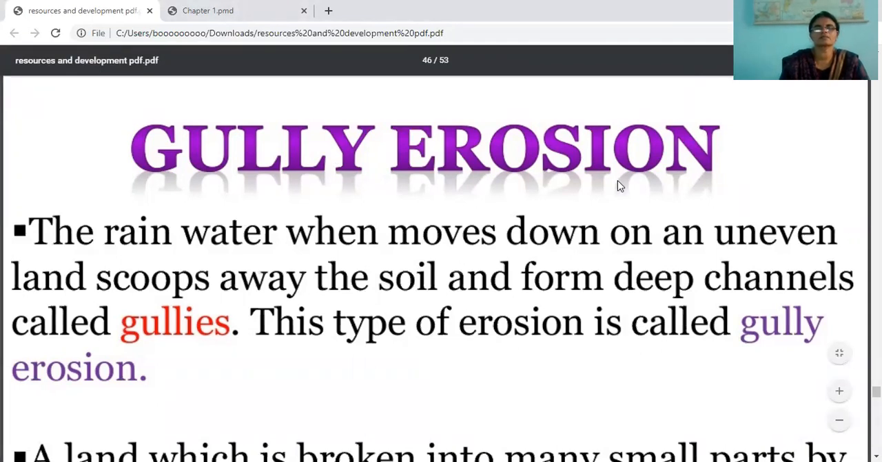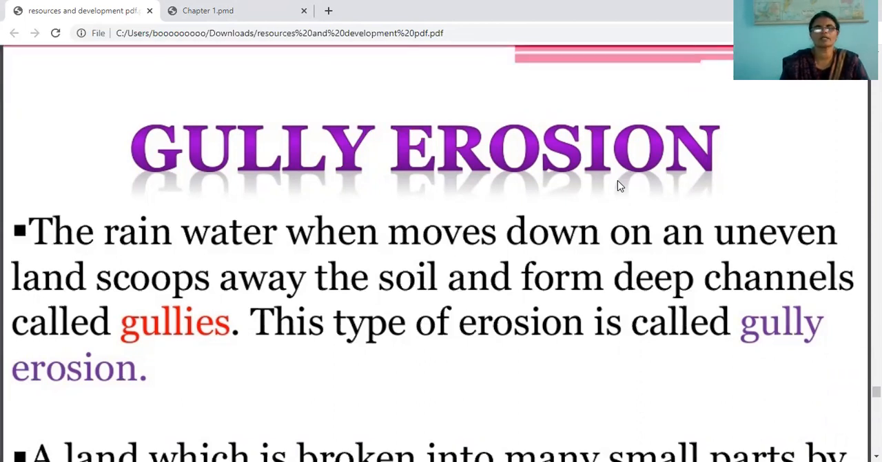In last class we discussed gully erosion. What is gully erosion? That is a type of erosion where rainwater moves down on uneven land and scoops it out. When rainwater moves down through clay soil, the soil forms deep channels. Deep channels form because of the flow of rainwater through clay soil. This type of erosion is called gully erosion.